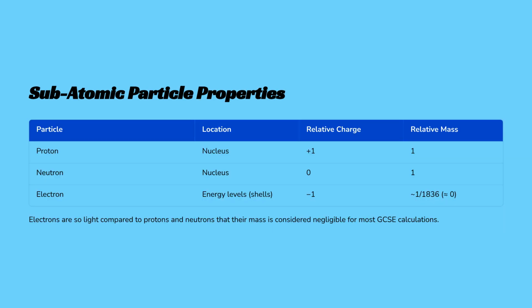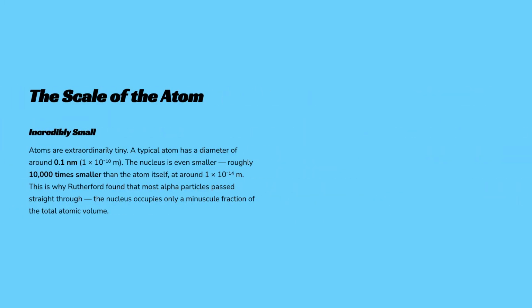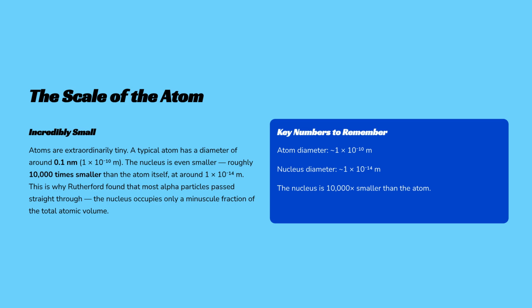Here is a breakdown of subatomic particle properties. Protons and neutrons are found in the nucleus, with relative charges of +1 and 0, respectively. Electrons exist in shells with a charge of -1 and have negligible mass compared to the nucleons. Atoms are incredibly small. A typical atom has a diameter of about 0.1 nanometers, and the nucleus is roughly 10,000 times smaller than the atom itself. This vast scale explains why most particles passed through the gold foil during Rutherford's experiments.